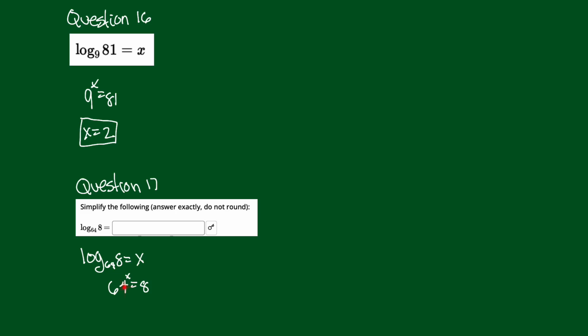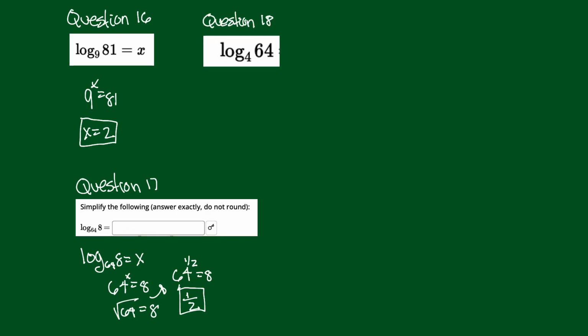Now, 64 is bigger than 8, so I got to bring it down to 8. So I do know this. What if I took the square root of 64? That's equal to 8. But the square root, that is the 1/2 exponent. So what if I wrote 64 to the 1/2? That's equal to 8. So what I'm looking for here is 1/2. So what I'm saying is that this number here, log base 64 of 8, is really just a half.